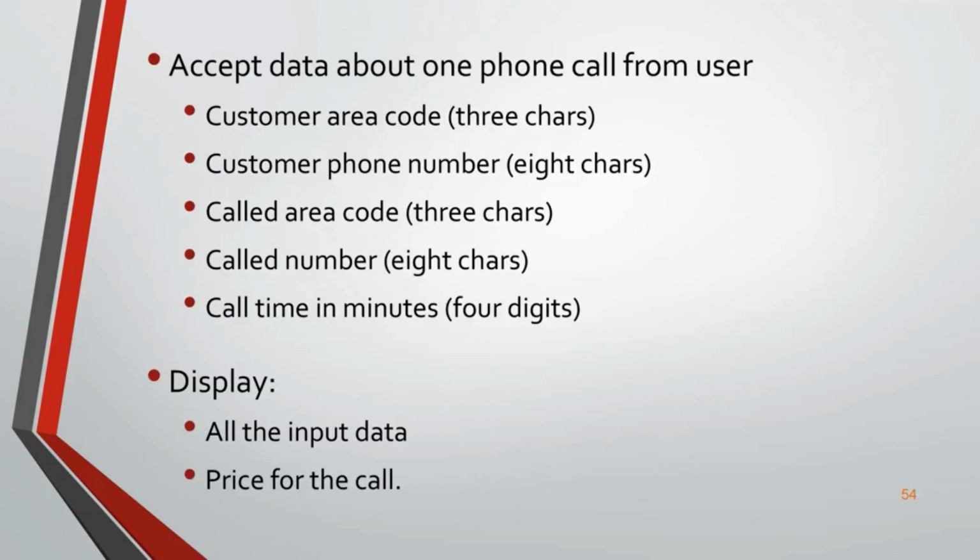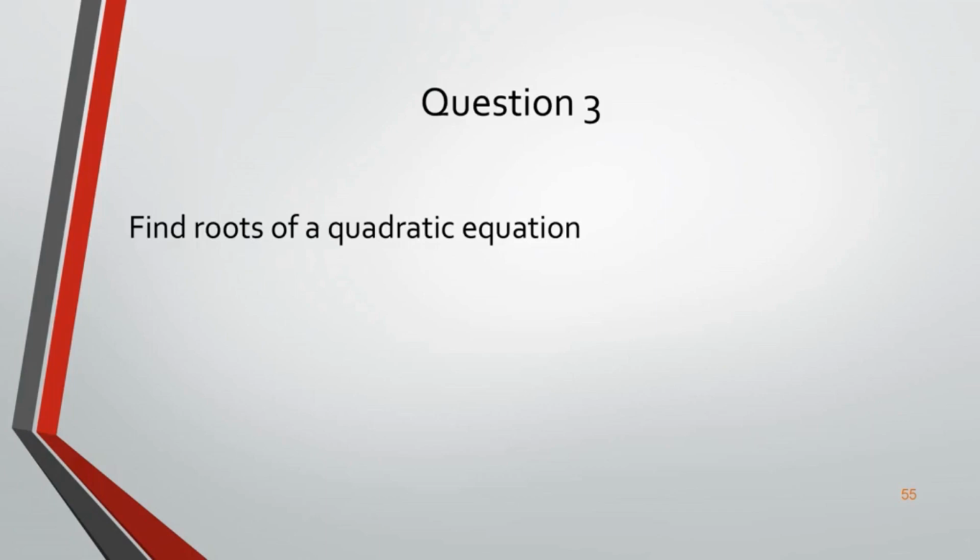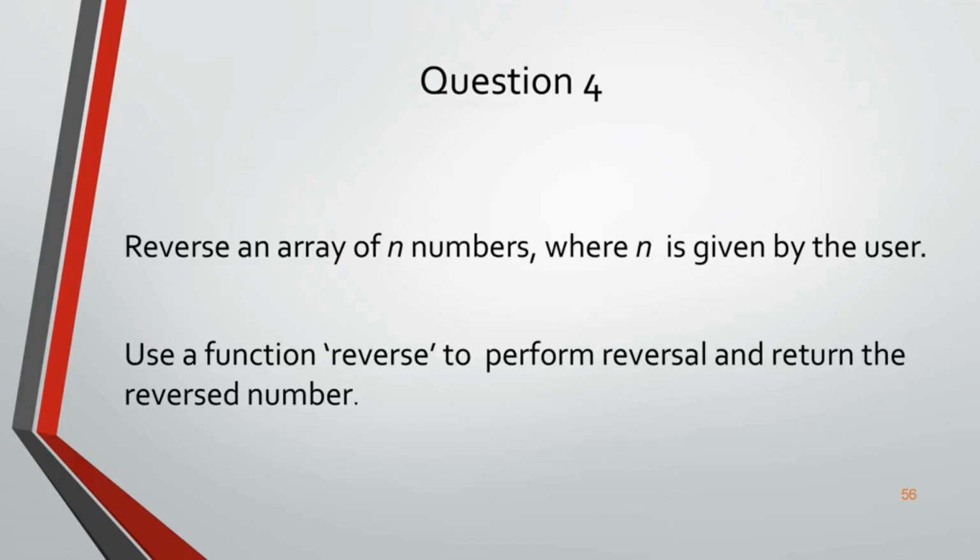Accept data about 1 phone call from the user. Customer area code, 3 characters. Customer phone number, 8 characters. Called area code, 3 characters. Called number, 8 characters. Call time in minutes, 4 digits. Display all the input data and the price for the call. Question 3. Find the roots of a quadratic equation. Question 4. Reverse an array of n numbers, where n is given by the user. Use a function reverse to perform the reversal and return the reversed array.